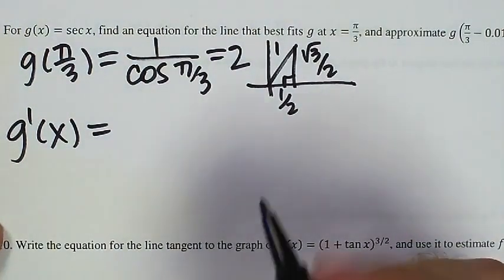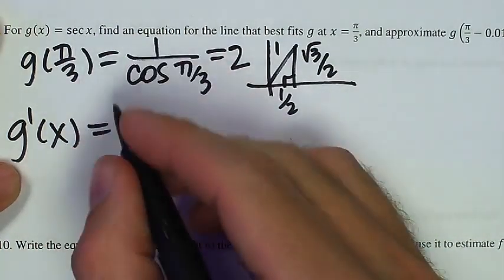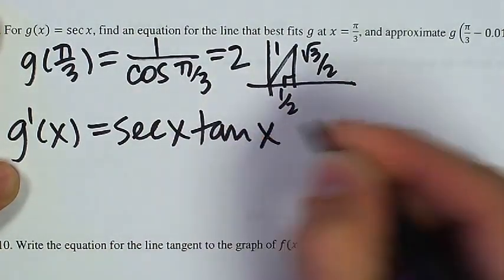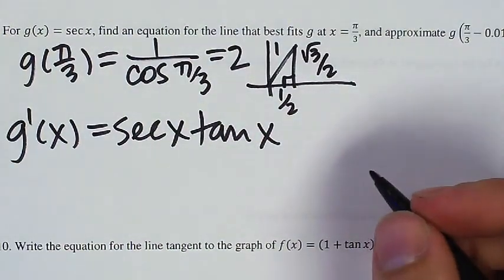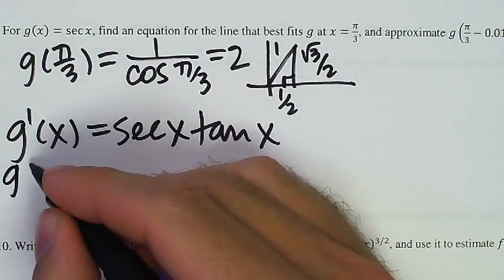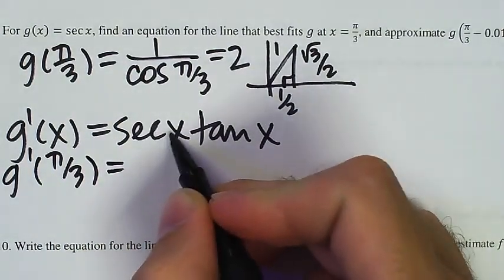Who knows, maybe you had to go look this one up. Maybe you had to go tune into this video to be reminded that the derivative of secant of x is secant x tangent x. Okay? We need to start learning that. Time is coming pretty soon where we're going to be expected to know that. And so g prime of pi over 3 is equal to secant x tangent x.